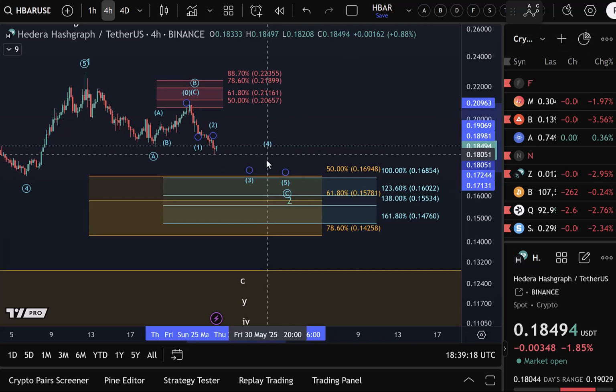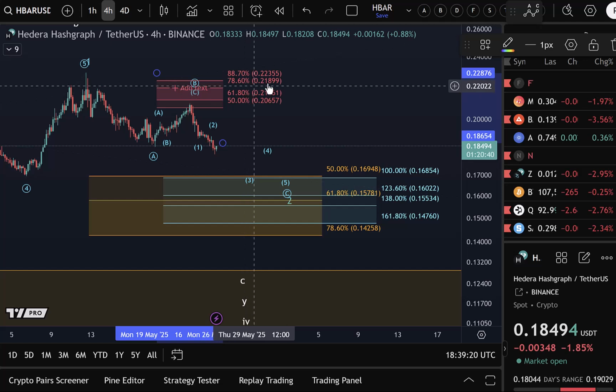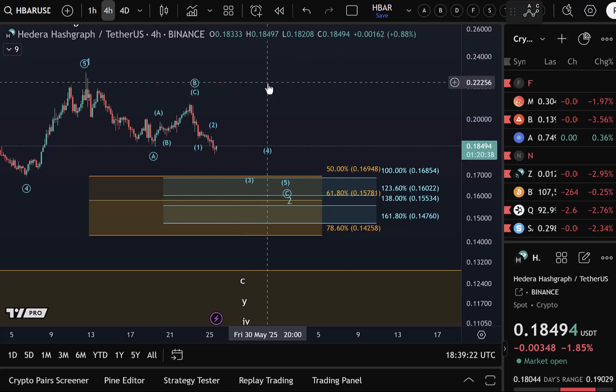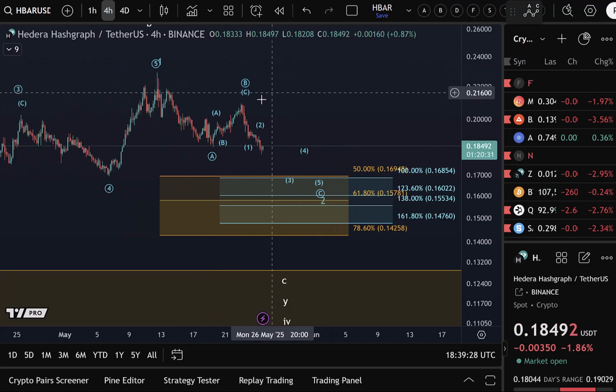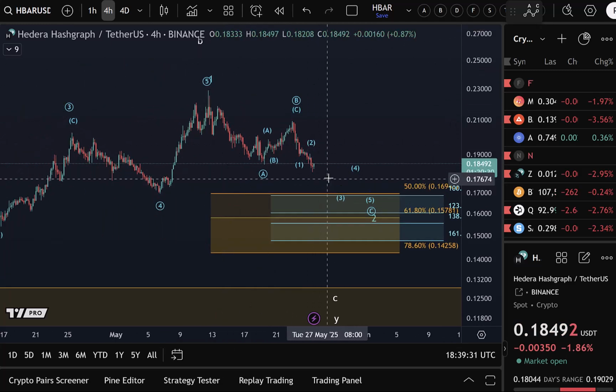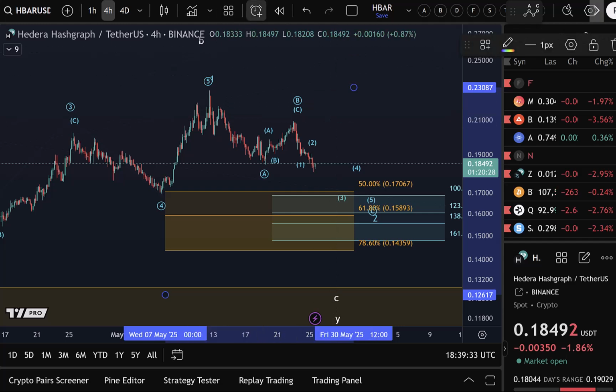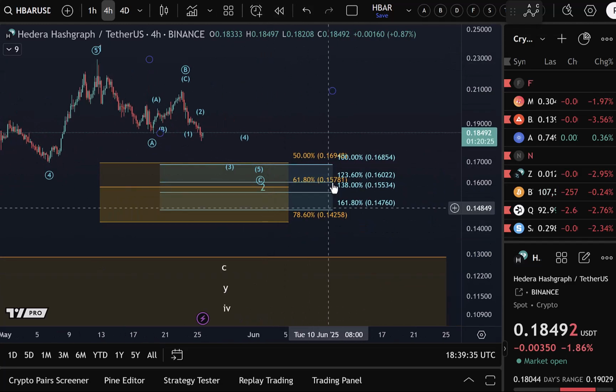Any break above the resistance area here, or rather above the last high, we can delete resistance. Any break above the last swing high could indicate that the bulls are making a direct comeback. For now, the structure would look best with a test of the Fibonacci zones here.